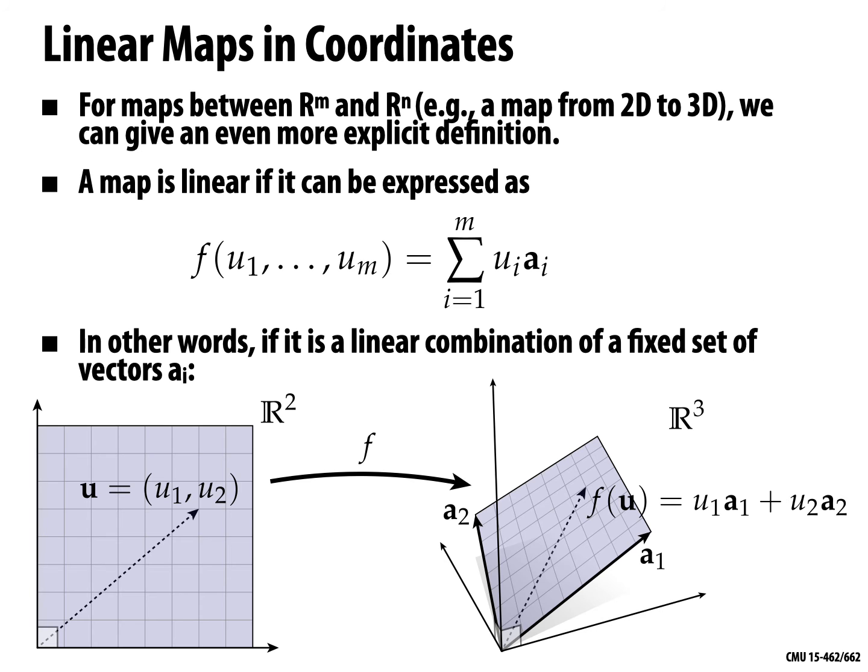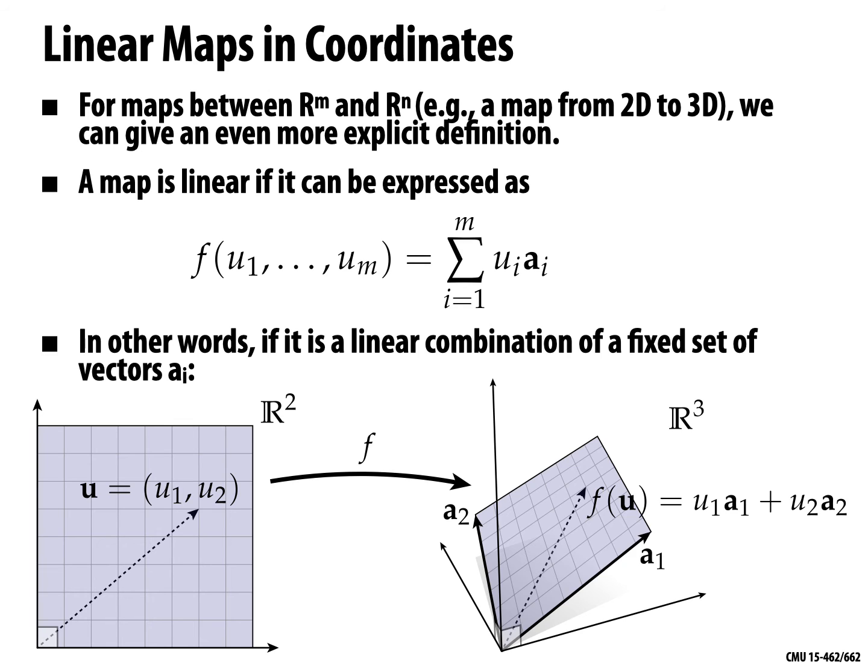A good mental picture here is something like this. I have my vector u in R2. It has components u1, u2. What is the linear map going to do? Well, I have these two fixed vectors, a1 and a2 in R3. And to see where u ends up, I'm just going to walk along a1 by a distance u1, and then walk along a2 by a distance u2. This is a really, really important picture. Another way we can think about what's happening here is this little blue plane is getting stretched and skewed and placed in R3, but in a way that takes straight lines to straight lines and preserves the origin, like we said at the beginning.